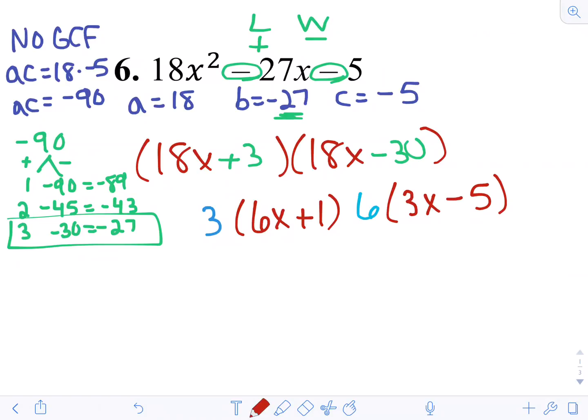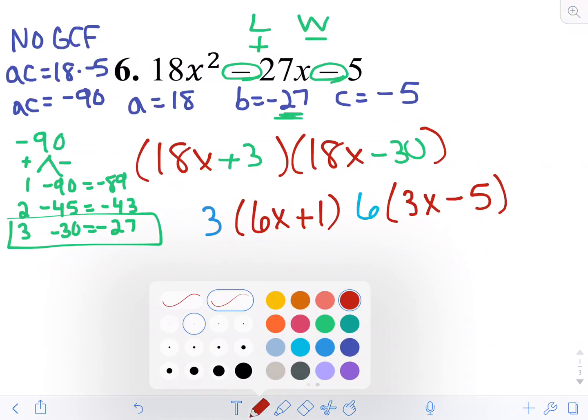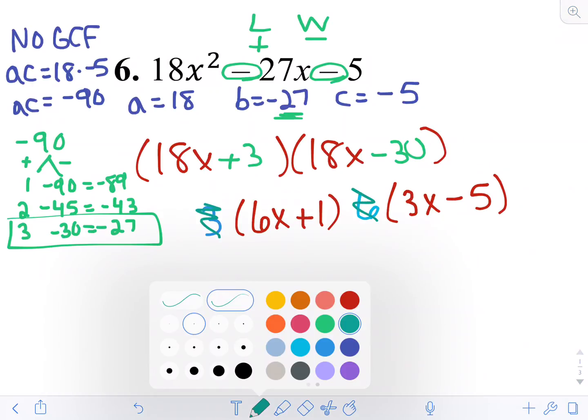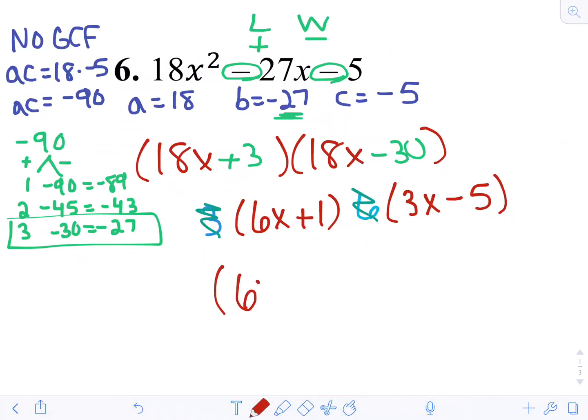Okay, and so now what I can do is scratch out what I pulled out. So I don't need the 3, I don't need the 6, and rewrite my answer. So we have 6x plus 1 and 3x minus 5. And again, you can always do your box method to check to make sure that comes out to be the right answer.